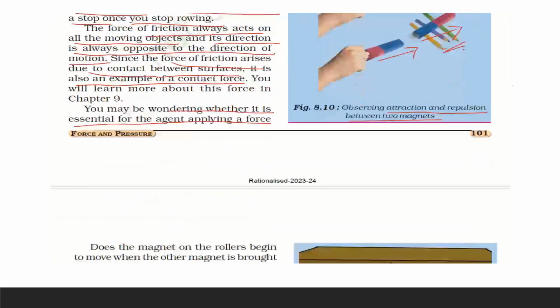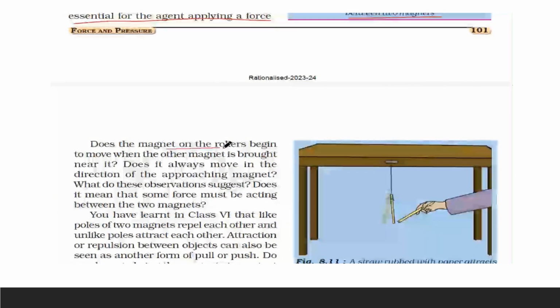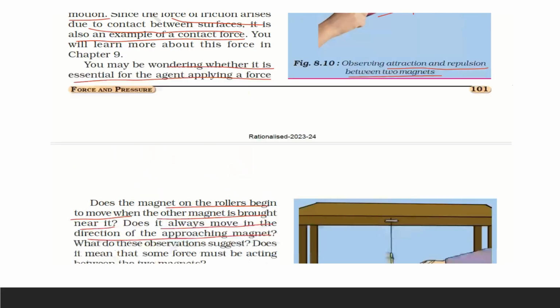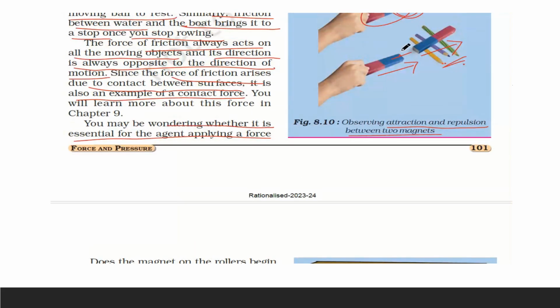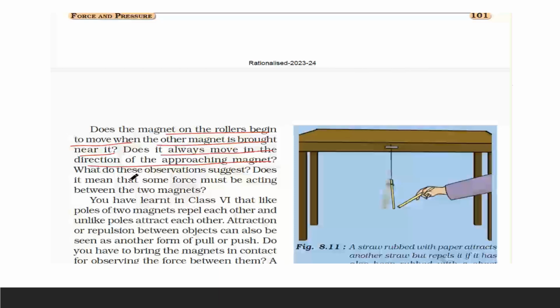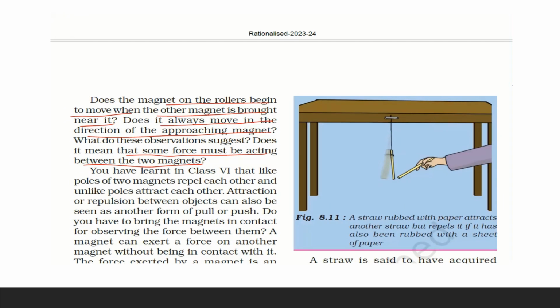So let us see what we are observing. Does the magnet on the rollers begin to move when the other magnet is brought near it? Does it always move in the direction of the approaching magnet? Suppose this is the magnet which you are holding. Is it approaching towards this or is it moving away? Does it mean that some force must be acting between the 2 magnets? So there is a repulsion, there is an attraction. Repulsion means moving away from that object, and attraction means moving towards that magnet.